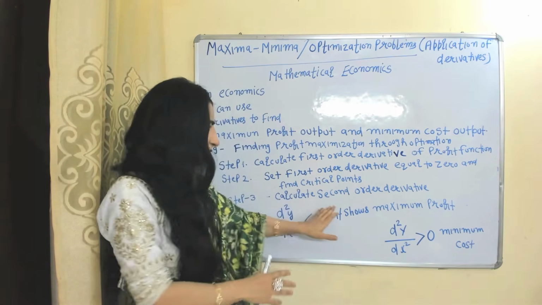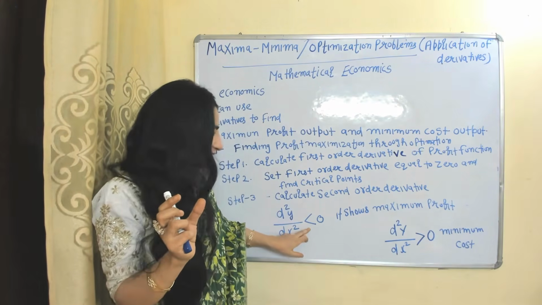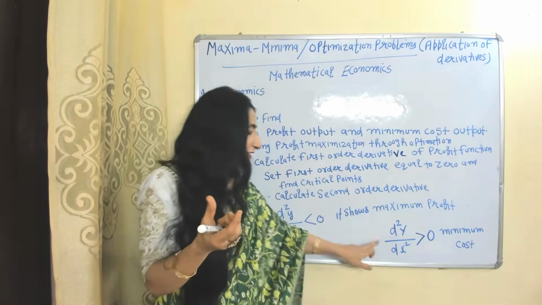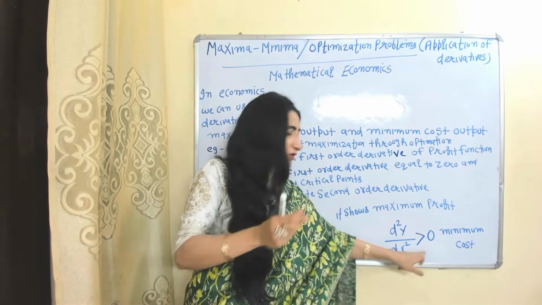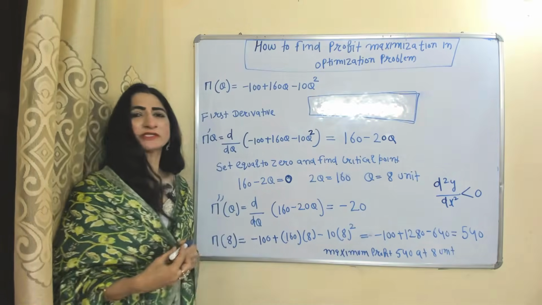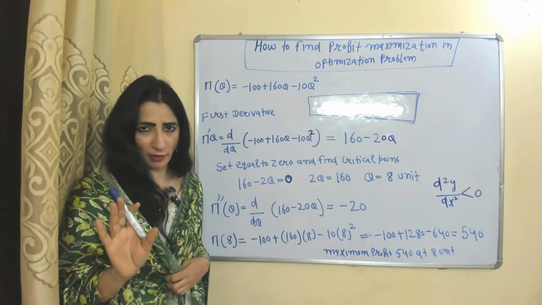In the case of the profit function, if the second order derivative is less than 0, it shows maximum profit output. But in the case of the cost function, if the second order derivative is more than 0, it shows minimum cost output. Now we will see one example of how to find profit maximization in an optimization problem.